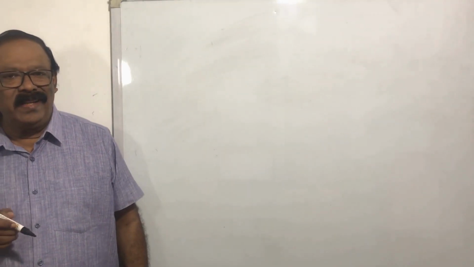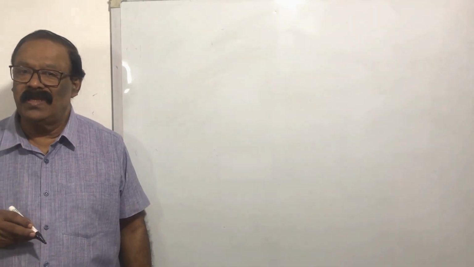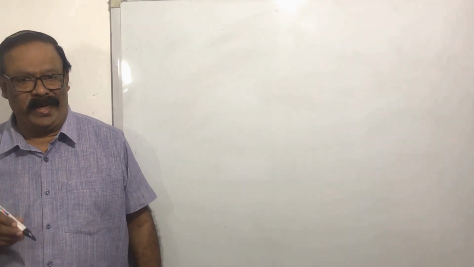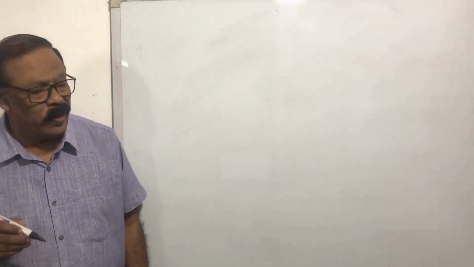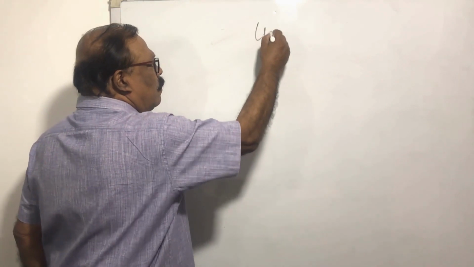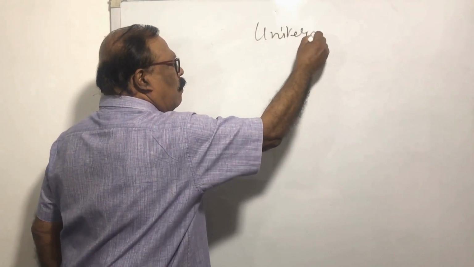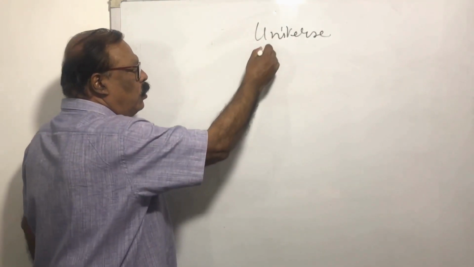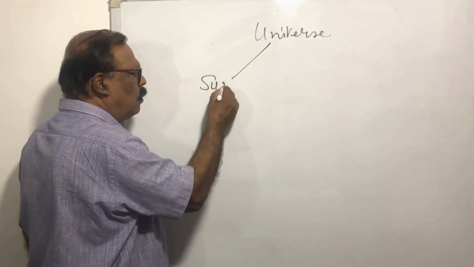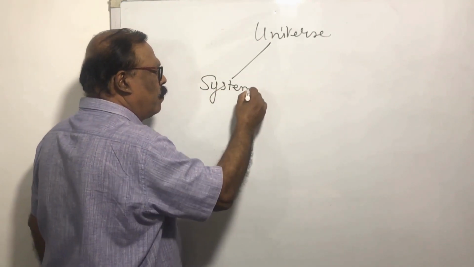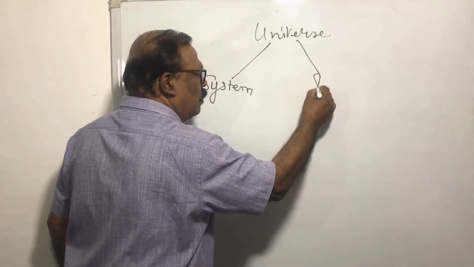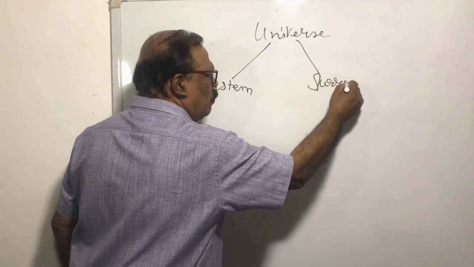We are learning three important terms in thermodynamics. Our universe is divided into two. One is called system and the other is the surroundings.